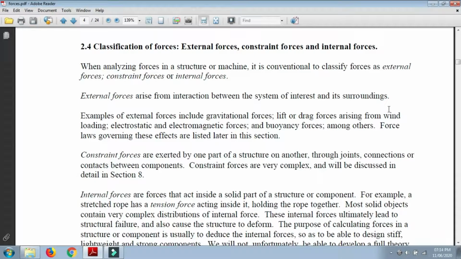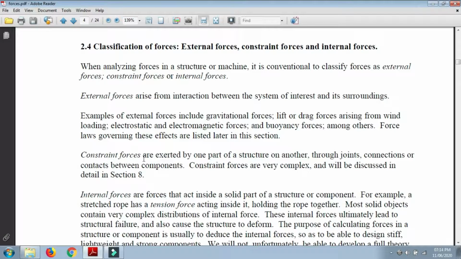If they are not balanced, the lift and drag forces, then the aeroplane will not be able to fly in the sky. Okay, so you will study this in your second year. Then there are electrostatic forces, electromagnetic forces, and buoyancy forces, among others. The laws governing these effects are listed in the section you will study.